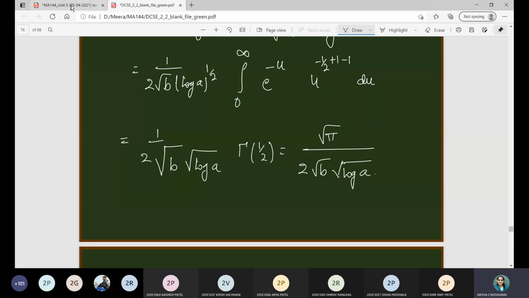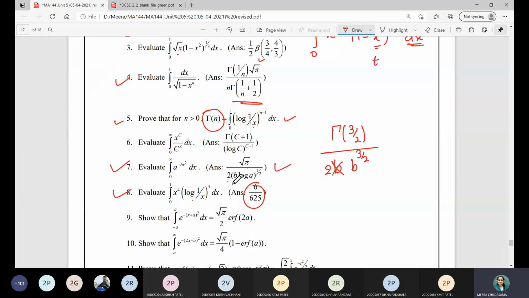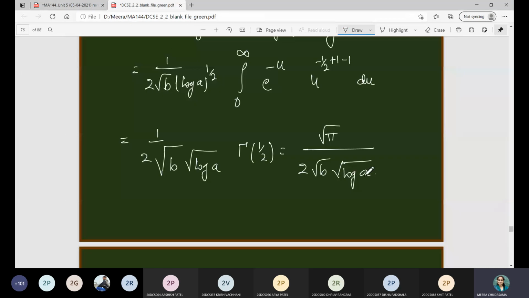I have written it separately because sometimes this notation will confuse you, because you can write this as log a to the power b, but here b is in multiplication with log, so we cannot directly consider that quantity. So that's why I have written this separate square root for both of these quantities. So that is the answer.